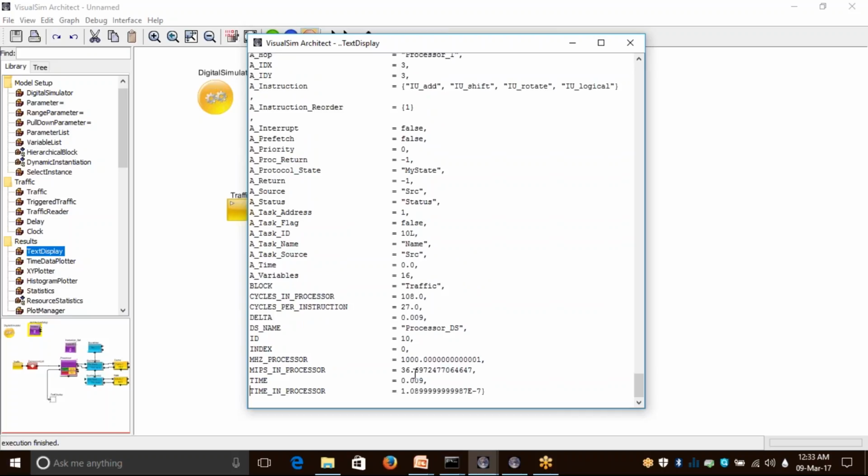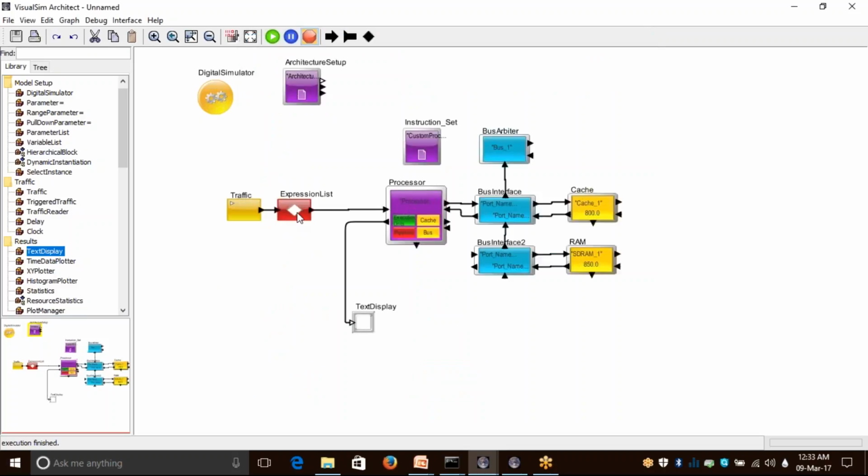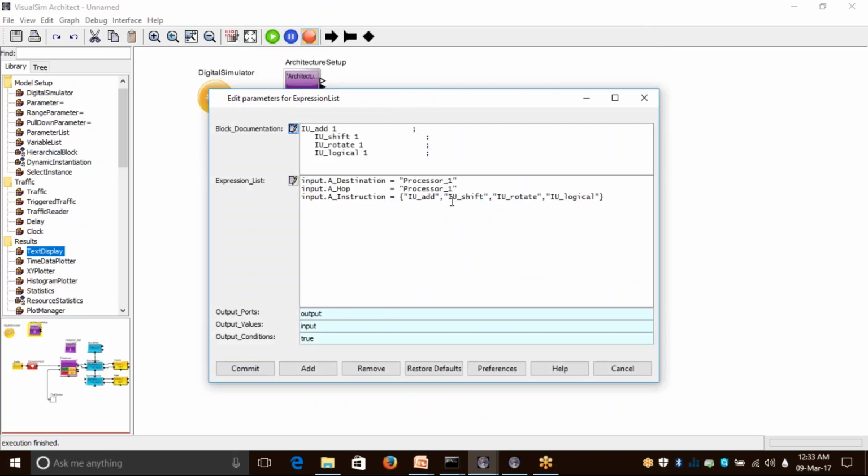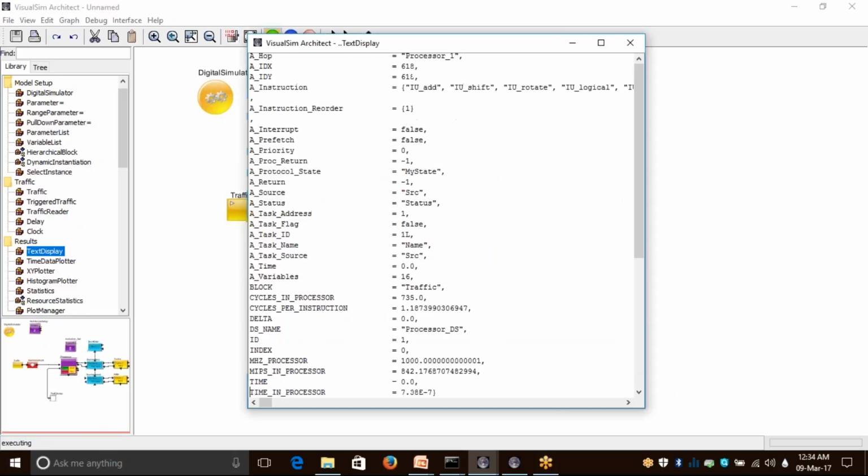What you see over here is I'm getting a MIPS of about 36 MIPS, and the number of cycles in the processor is about 108, including the context switching cycles. Cycles per instruction is about 27. At this point I'm going to make a very interesting point. By default, I used only 4 instructions. So I'm going to use the same 4 instructions multiple times. I'm going to copy and paste them maybe hundreds of times, commit, and run the model.